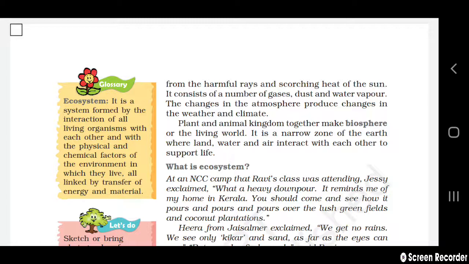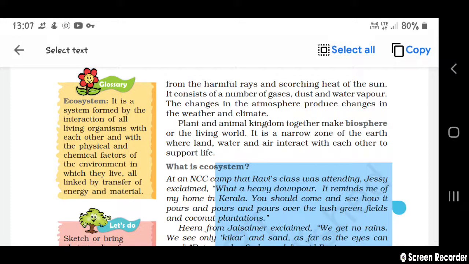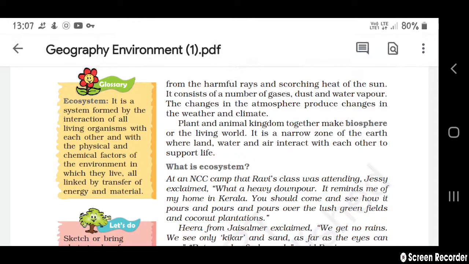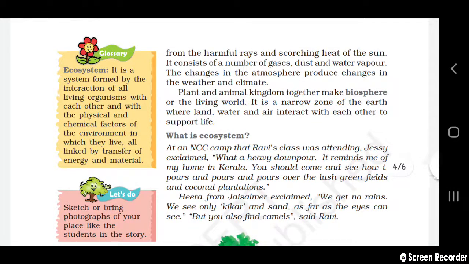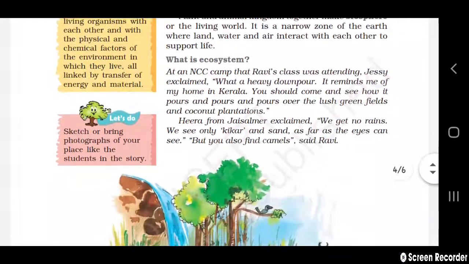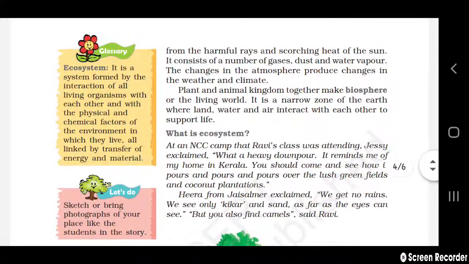Next, ecosystem. So what is an ecosystem? An ecosystem is a system formed by the interaction of all living organisms with the physical and chemical factors of the environment in which they live, all linked by the transfer of energy and material. All the living organisms are linked with each other.